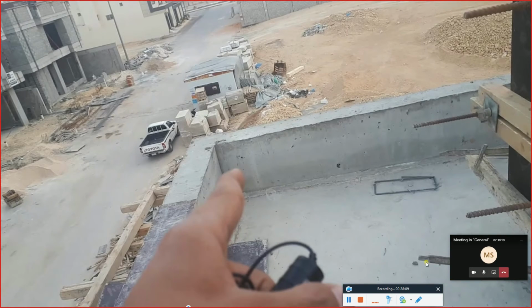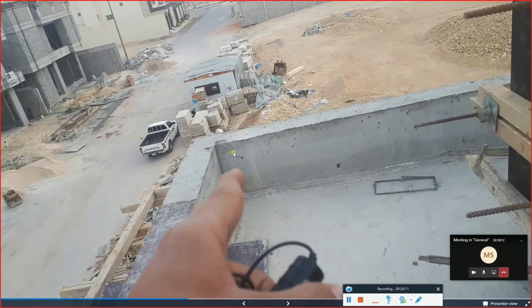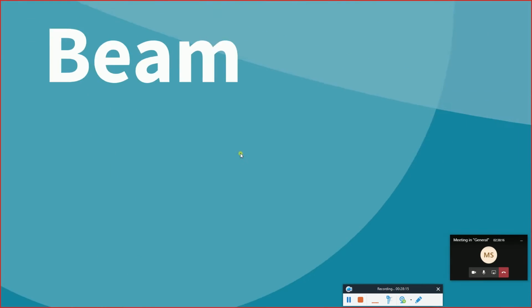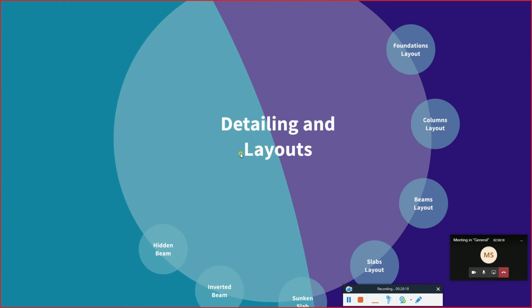So this is showing you an inverted beam. Inverted beams are very common in Saudi Arabia. Another thing which is common in Saudi Arabia is that they don't have the water tanks in the roof or penthouse. They'll be having them at the bottom.